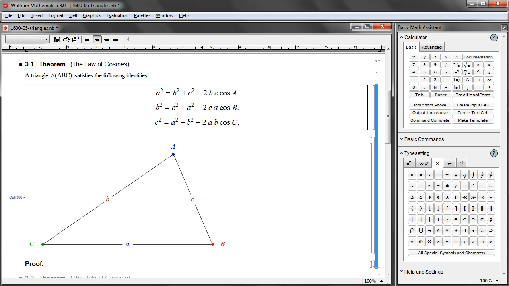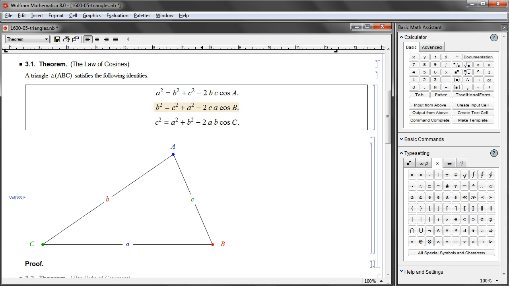Let's say capital A, capital B, and capital C represent the internal angles, and small a, small b, and small c are the lengths of their opposite sides. Please note that I made the color coding so that you can see this association better. For this triangle, we have this kind of identity: small a squared is equal to b squared plus c squared minus 2bc cosine of capital A. That's for the angle capital A and the opposite side.